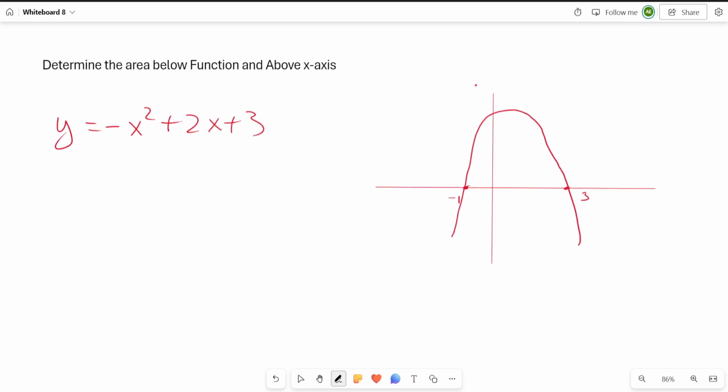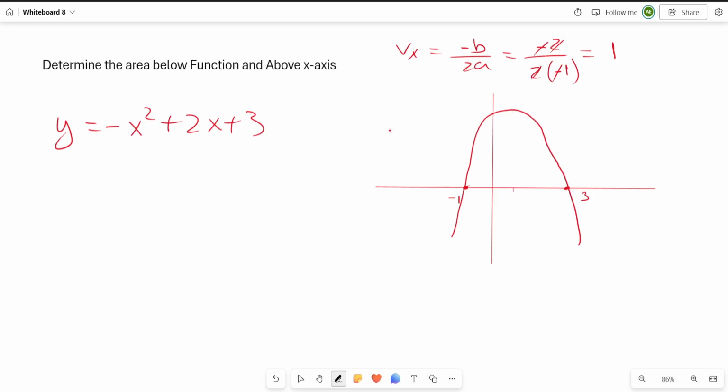I can find the vertex easily. The x coordinate of the vertex is the same as minus b over 2a. This is going to equal minus b, so minus 2 over 2 times a, which is minus 1. So this and this will cancel, this and this will cancel. So the x is 1 of the vertex over here. It's always 1. And then I can substitute that 1 into the y in order to find the y. But I don't need this. This is more than enough.